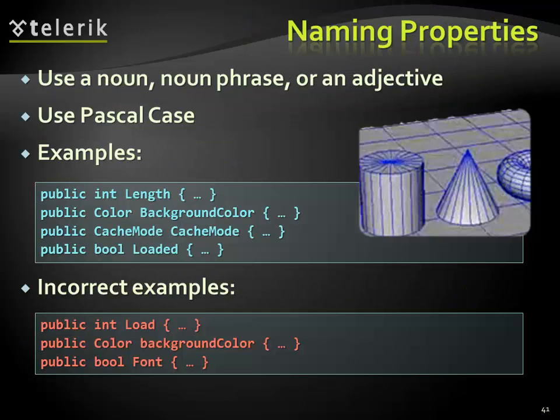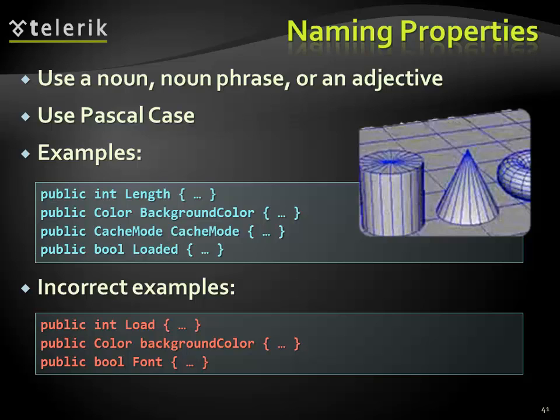How to name properties in the best possible ways? Well, properties are a special type of variable which is part of the class contract. So similar to the methods, they should be put in Pascal case, and there are a few examples like public int Length, public Color BackgroundColor, public CacheMode.